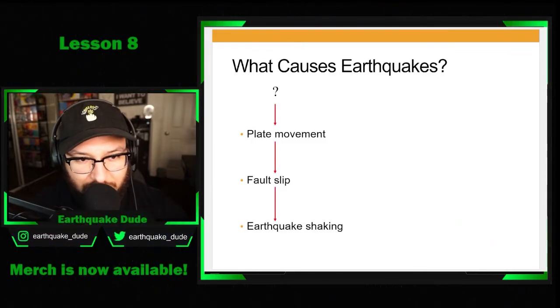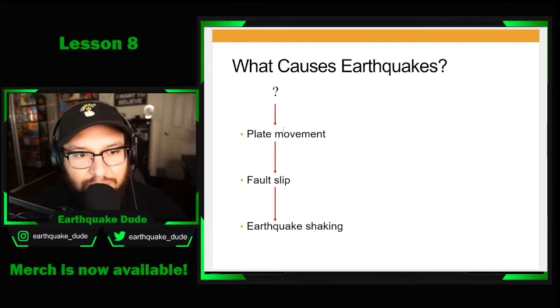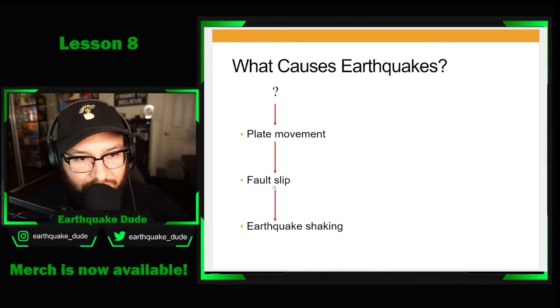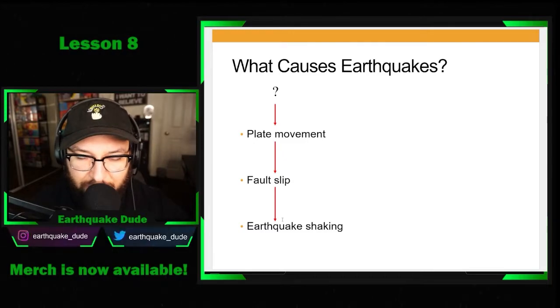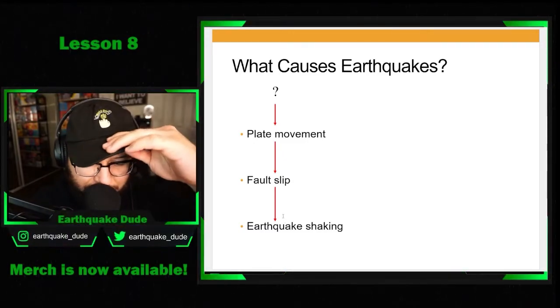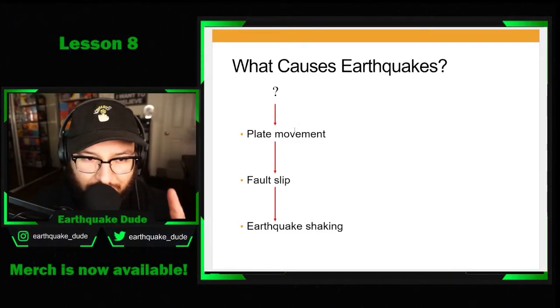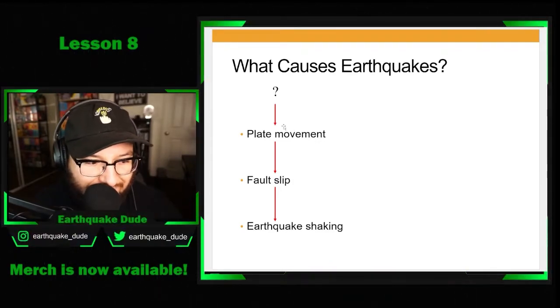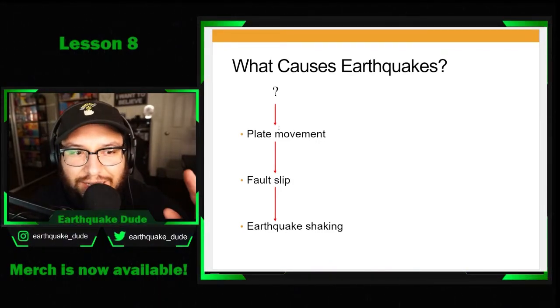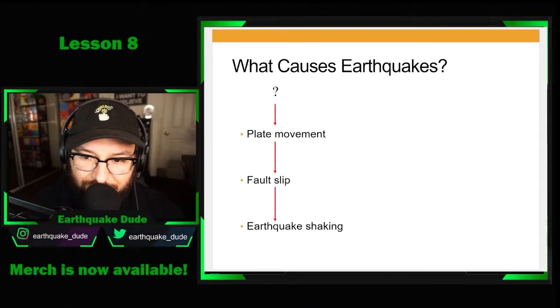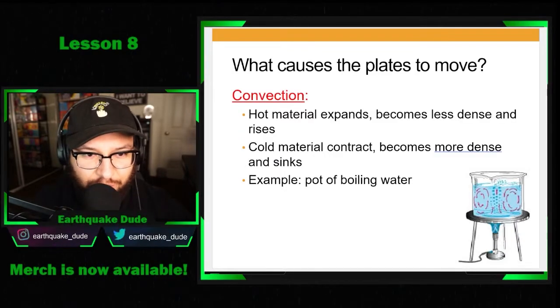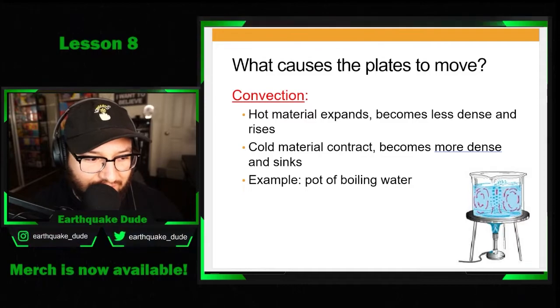Okay, so we know what causes earthquakes. We know that because the plates move, that creates fault slip, which ultimately creates earthquakes and earthquake shaking. So what causes the plates to move? That's what we're going to focus on today. And the answer is convection.